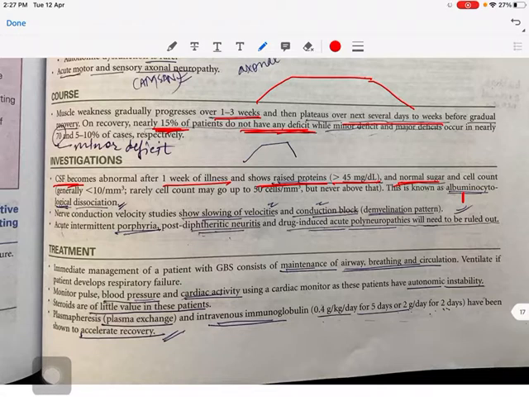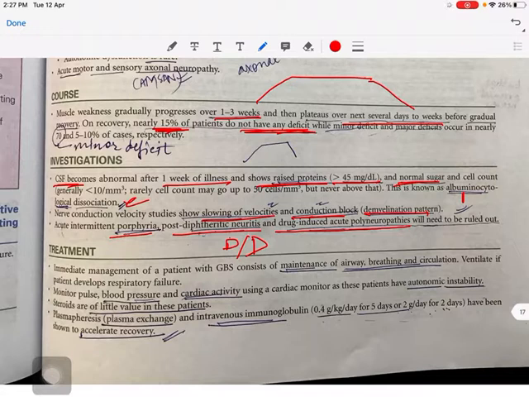Albumino means protein and cytological means the cell count. The protein increases, the cell count remains normal, but if there had been infection, then the cytological dissociation wouldn't have been there. The cells would have gone up, but it is never above that. So it is albuminocytological dissociation. This is important. Nerve conduction velocity shows slowing of velocity and conduction block. This is a demyelinating pattern. Acute intermittent porphyria, post-diphtheritic neuritis, and drug-induced acute polyneuropathies should be the differential diagnoses. Then they should be ruled out.